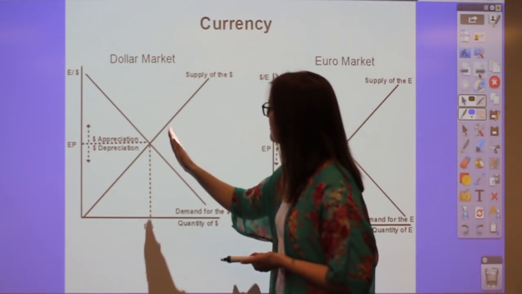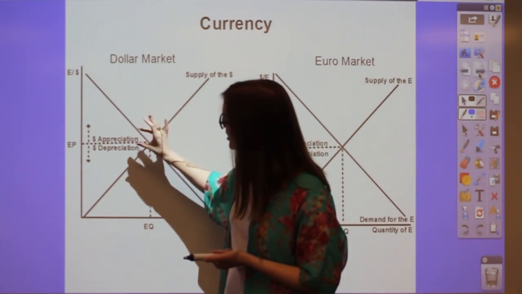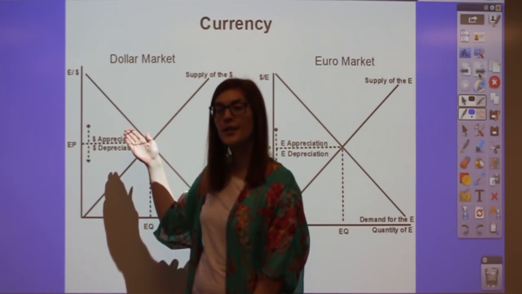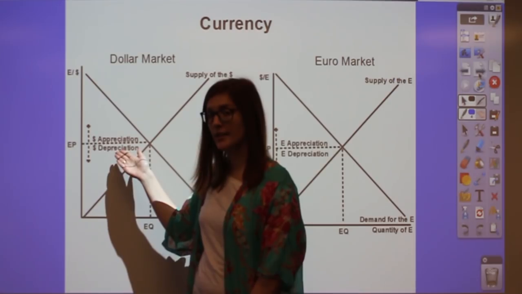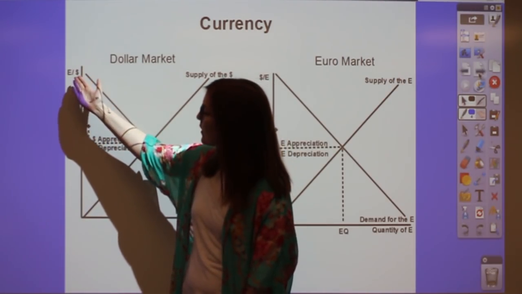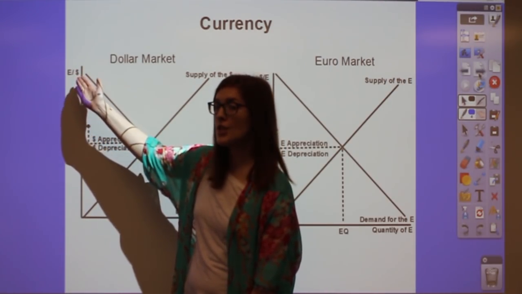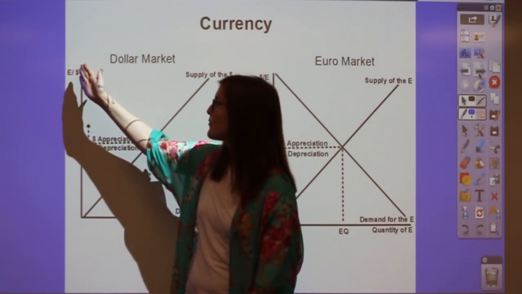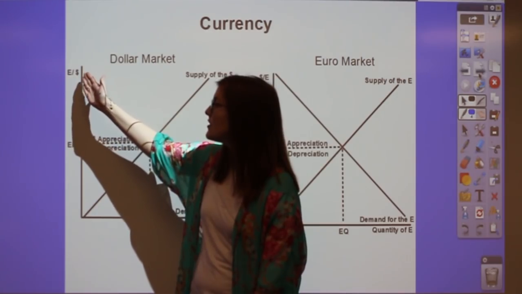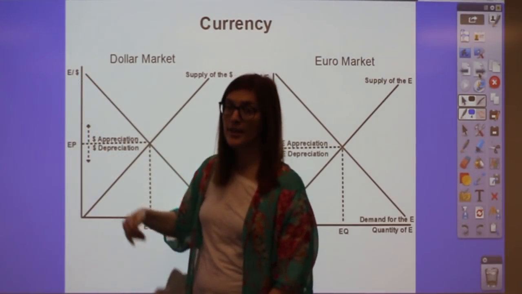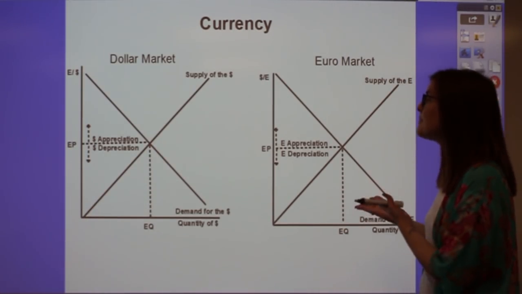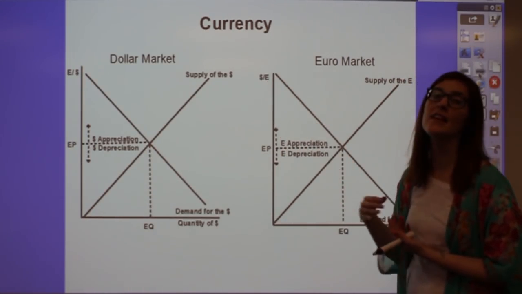Then whatever happens to supply and demand changes equilibrium. And that change in equilibrium price determines if a currency is stronger, or appreciated, or weaker, depreciated. And we notice the label on the Y. I have it compared to the euro. So for the dollar graph, it's how many euros does it take for $1. So the dollar is on the denominator on the dollar market graph. Then I have it set up compared to the euro market graph, which is the same exact idea, but for the euro instead of the dollar.